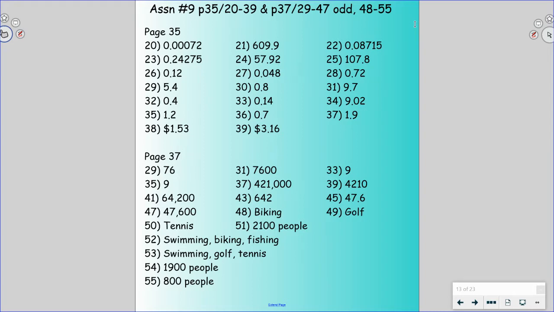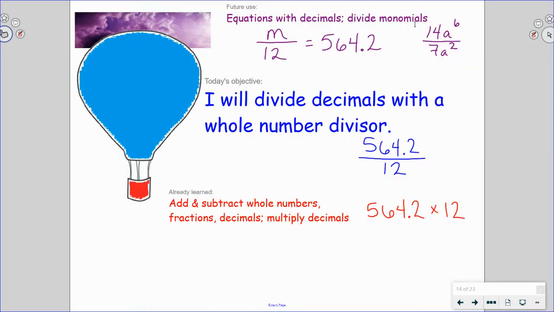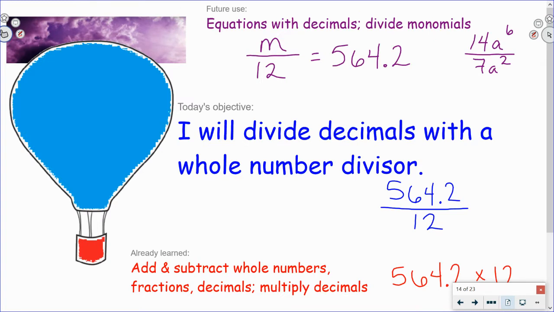So let's go ahead and move on to today's section, where we will divide decimals with a whole number divisor. We've already been multiplying decimals, so now it's time to divide them. Why would we have to learn this skill? If you look up above in the purple, eventually we're going to get equations with decimals, and there will be division as a part of them.